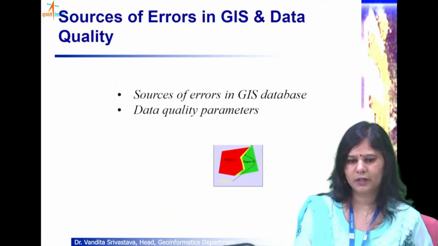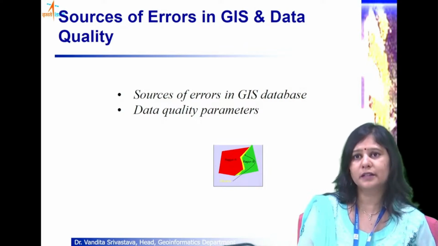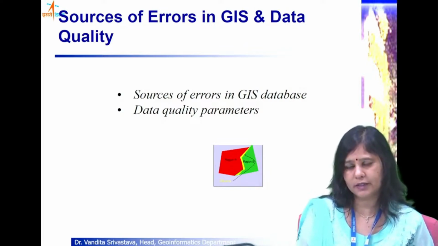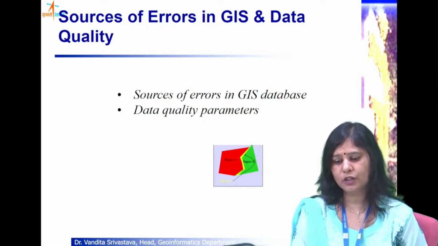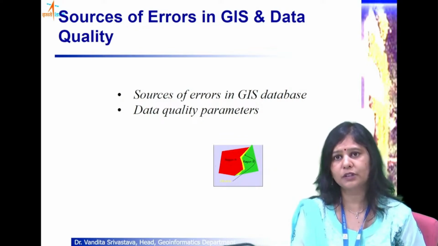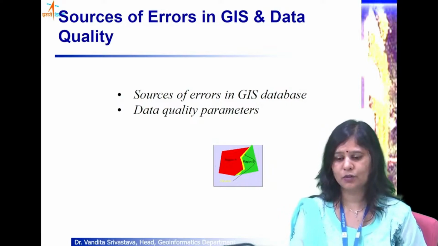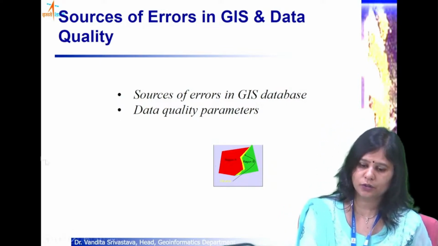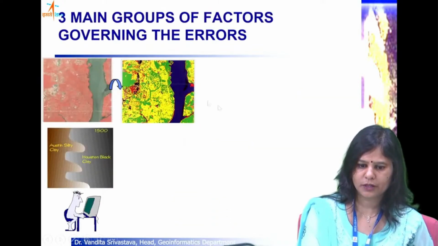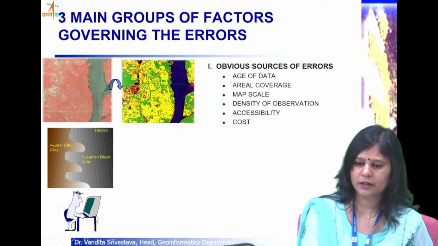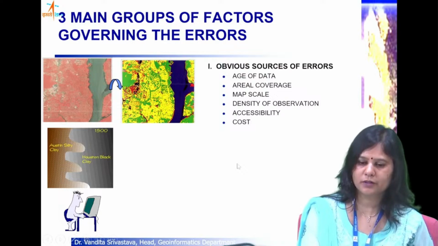And then there are various sources of errors in the database, in the GIS data, that you need to take care of when you are doing a GIS project. You need to correct the data if errors have crept into your database, and you need to keep on reporting the data quality parameters in order to minimize the errors. So I'll be discussing those. There are three major sources of errors. The obvious sources of errors, I'll just give you a brief, because this will also be talked about in one of the lectures in detail.